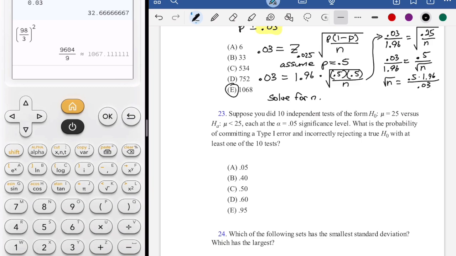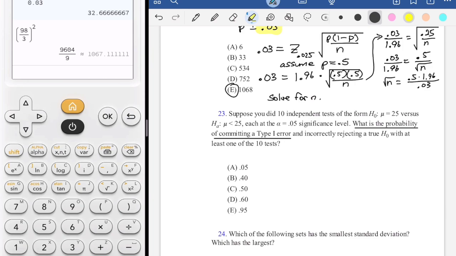For number 23, suppose you did 10 independent hypothesis tests of the form null mu is equal to 25 and alternative mu is less than 25. What's the probability of committing a type 1 error and incorrectly rejecting a true null hypothesis? They were kind of nice here, and maybe this will help with other problems. The old suggestion whenever you're taking a test: make sure you read all the questions, because sometimes one question will help you figure out another.